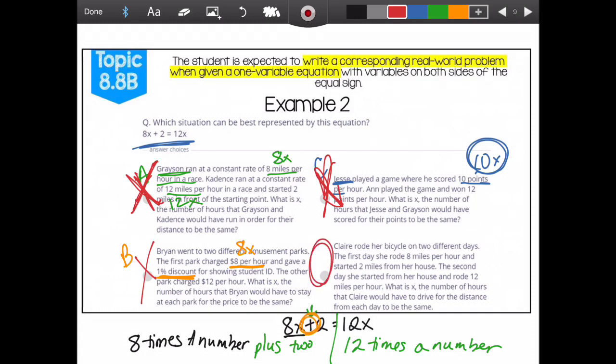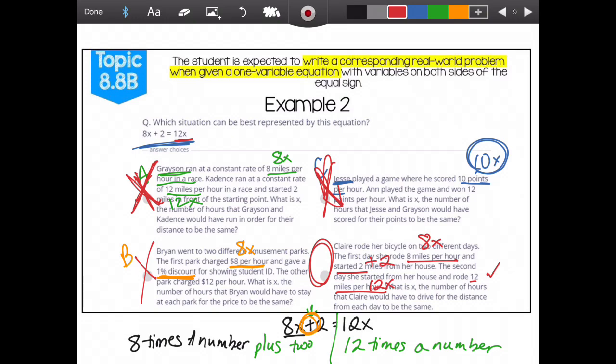Okay, Claire rode her bicycle on 2 different days. The first day she rode 8 miles per hour. All right, so there's our 8x. And started 2 miles from her house. Well, there's our plus 2. So far, so good. The second day she started from her house and rode 12 miles per hour. All right, so that's our right side of the equation. That's a check. That would be 12x. All right, so yeah, D is our answer.